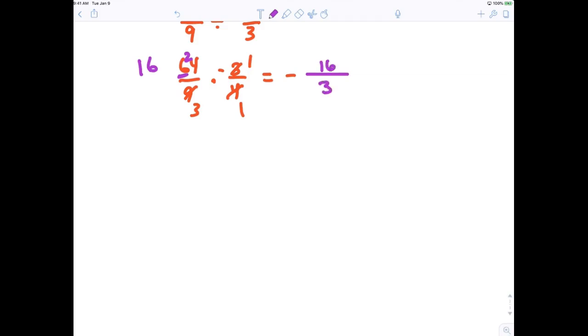Yes, negative 16/3. You okay with that? All right, that's what I'm talking about, guys. All right, Davis.